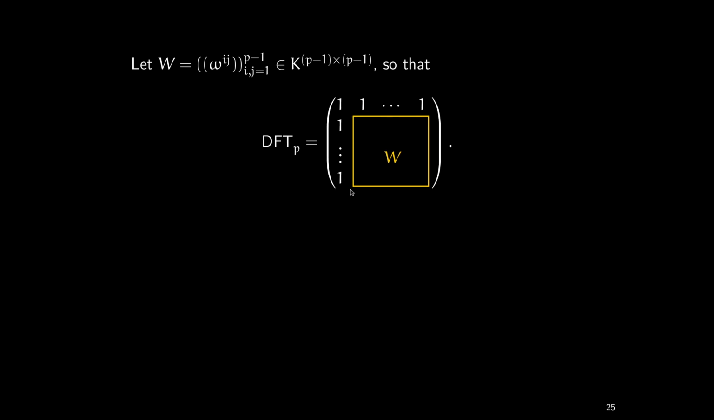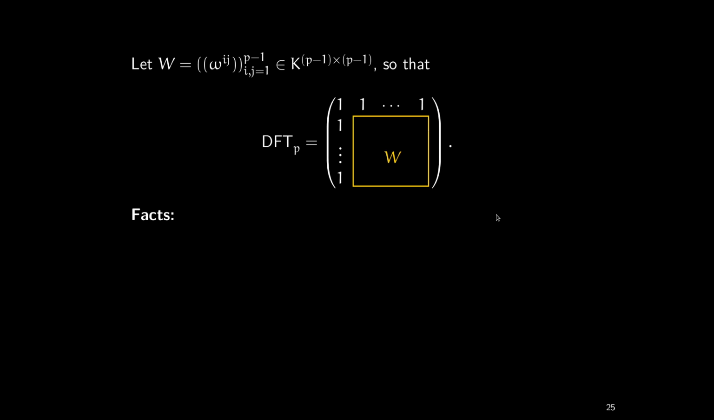So whether I compute the matrix vector product with this whole matrix or just with this small matrix, that's not much of a difference as far as complexity is concerned. So let's focus on this matrix here that contains all the entries of the DFT, but starting with 1. And remember, we started at 0. So I delete the 0th row and the 0th column and obtain this matrix W.